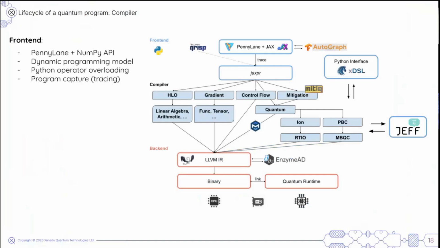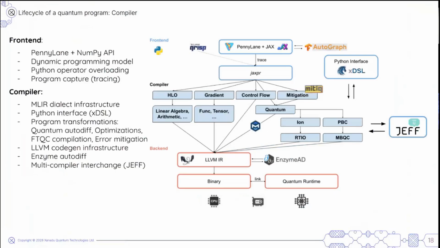So the front end, which is PennyLane, with the NumPy API provided through JAX, allows a dynamic programming model where you can define everything you want in Python. You can define custom operators, custom instructions, and we capture this program by this tracing mechanism that we have adopted from JAX. Once the trace program is ready, we can hand off the program to the compiler. And so with that, we go to the MLIR ecosystem.